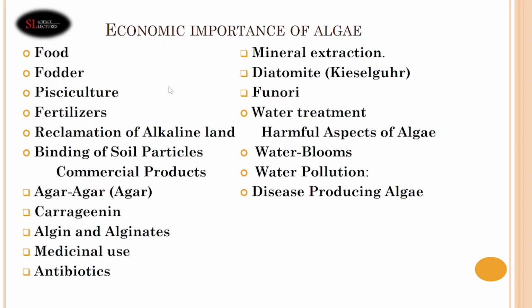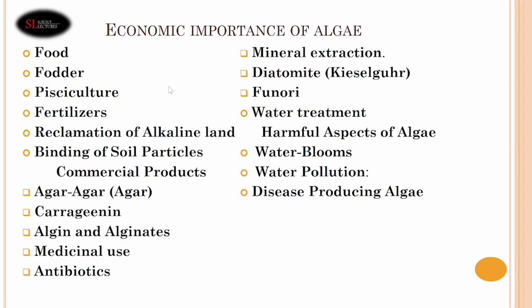Then mineral extraction. So algae, especially large brown algae, especially what they call the kelps, belonging to the phylum Laminales, is highly rich in minerals like sodium sulfate, potassium chloride and potassium sulfate, iodine, and bromine. So they get the algae, burn it, and after burning it, the ash that remains is the one that they extract the minerals from.